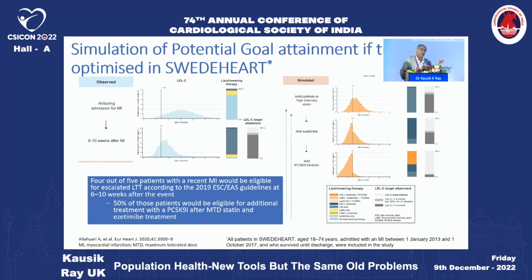We can look at population distributions in more detail. This is the SWEDEHEART Registry, so an unselected, all-comers national registry. The top left-hand corner shows you the LDL distribution at admission with a myocardial infarction, and the black bar is 1.4 or 55 mg per deciliter, the goal. So we give most of these people statins, of course, and you'll see below that the population distribution moves to the left, so more people will obviously now be at goal.